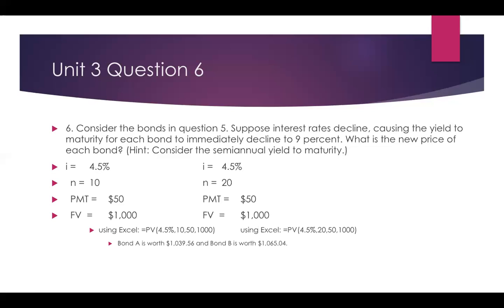the prices end up being different this time. Before, your prices ended up being exactly the same, $1,000. But in this one, bond A is going to be worth $1,039.56, and bond B is going to be worth $1,065.04.